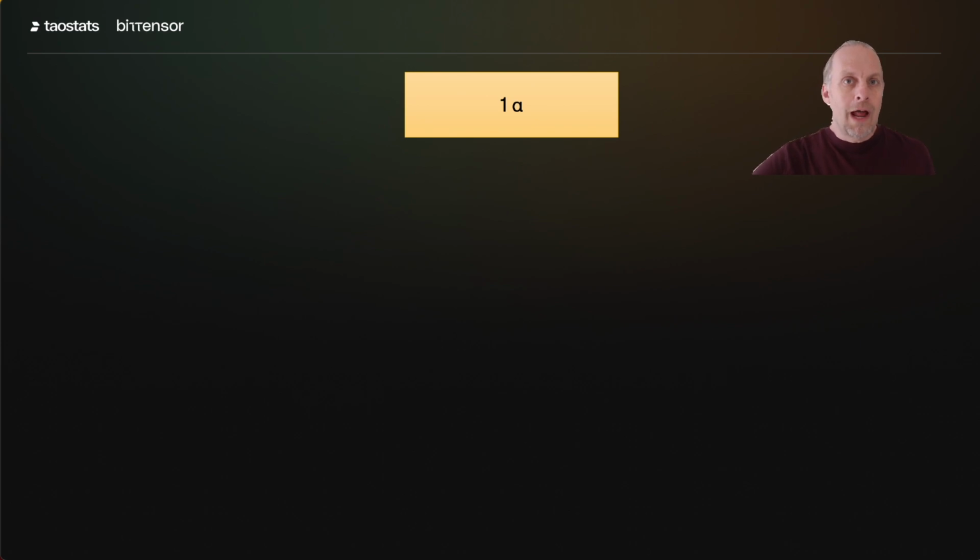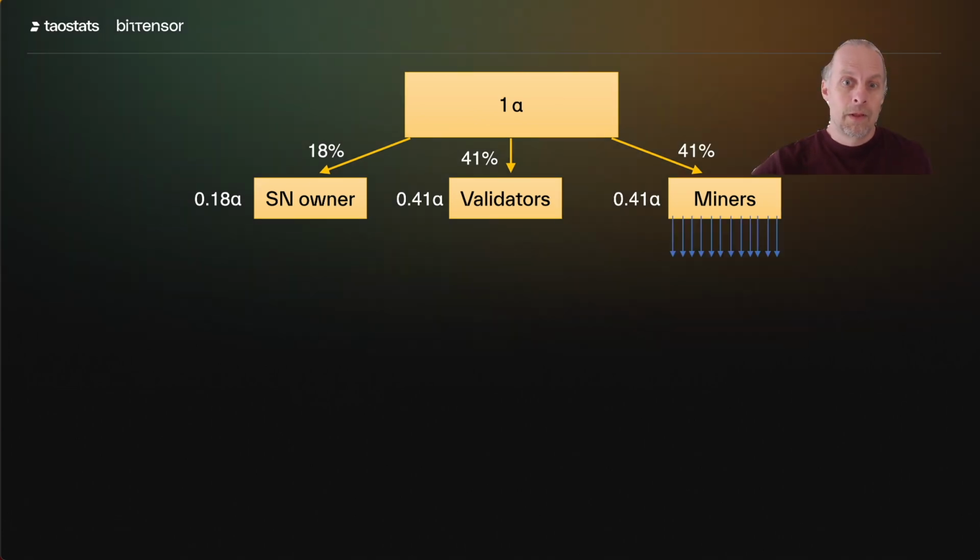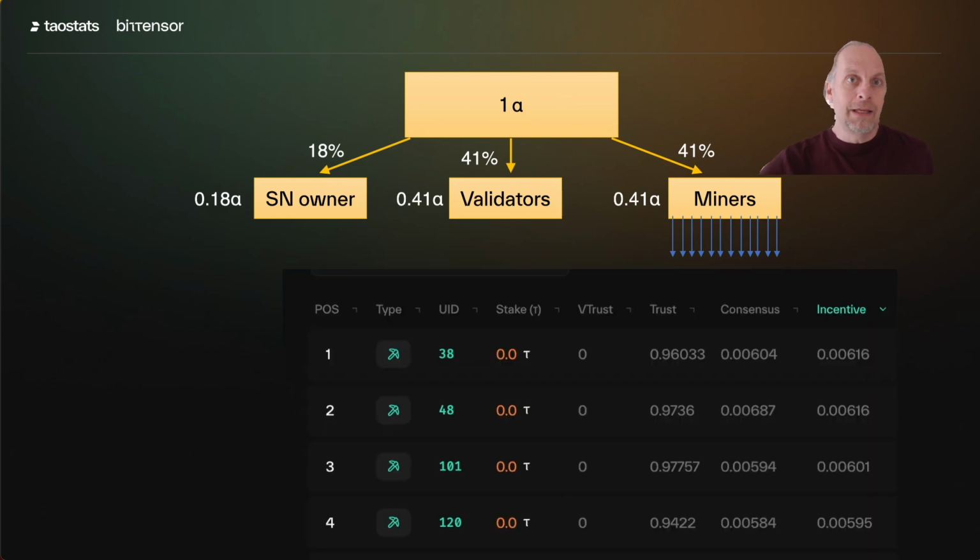We start off with one alpha, and if you've watched these videos, if you've been involved in the Bittensor network, this should look familiar. That alpha is split up amongst the subnet owner, the validators, and the miners. 18% to the subnet owner, 41% to the miners and the validators. The miners are then split up based on the scores provided by the validators. This is the incentive. It's basically a percentage, so whatever the miners get multiplied times this is how it's distributed to each of the miners.